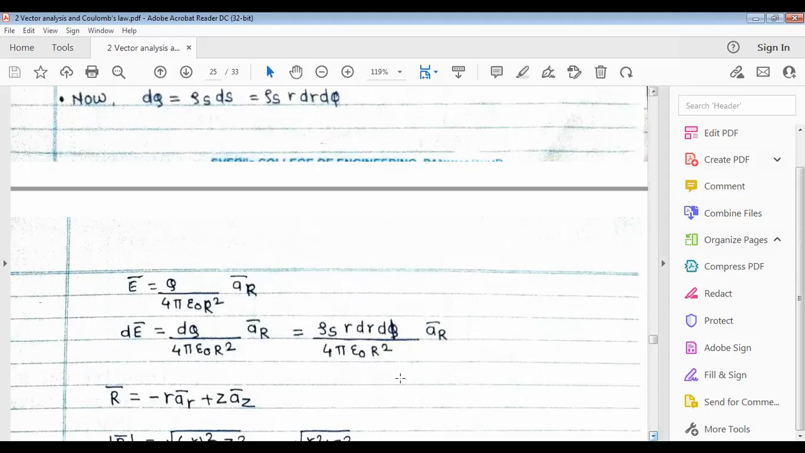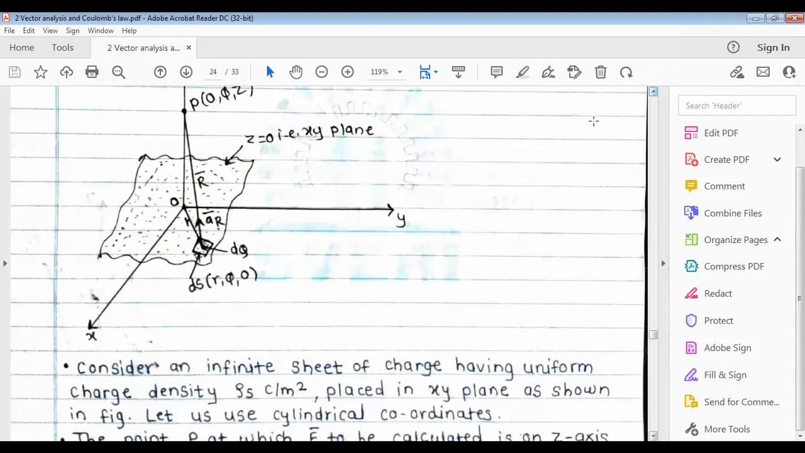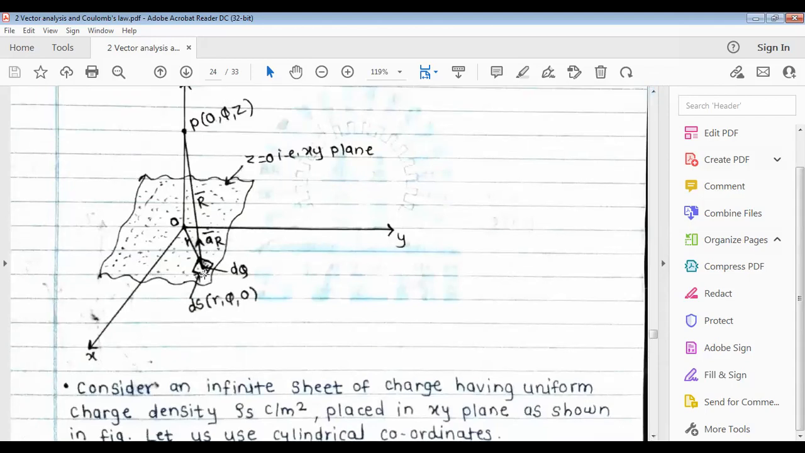Now here we have to find this r square and the unit vector A bar r. To find r square, we first have to find the vector r here. This r is the distance from the point dq to point P, and the unit vector is in the direction towards point P. So, vector r bar is equal to r bar P minus r bar ds. End point minus start point.